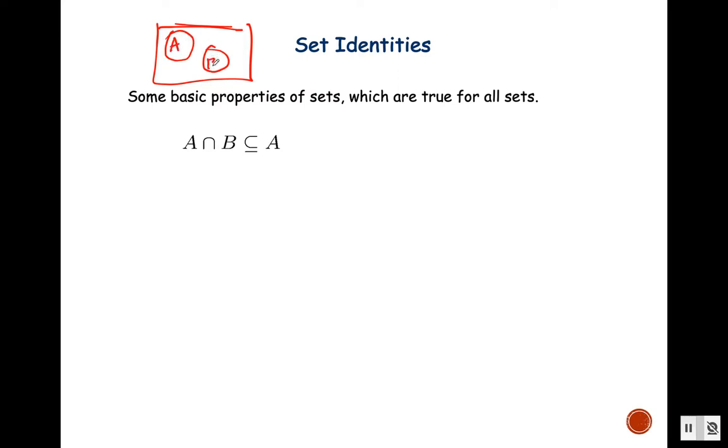So if we have two sets A and B, let's just draw them. A intersection B will be a subset of A. So let me draw the sets like that, and this is our A intersection B. Obviously this is true because A intersection B will contain all the elements which are in both A and B. So this is going to be a subset of A. And this is also true: A intersection B will be a subset of B. From the picture we can see that.